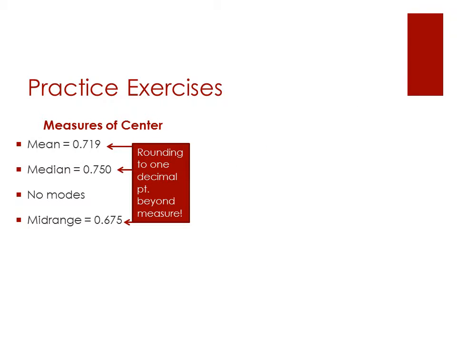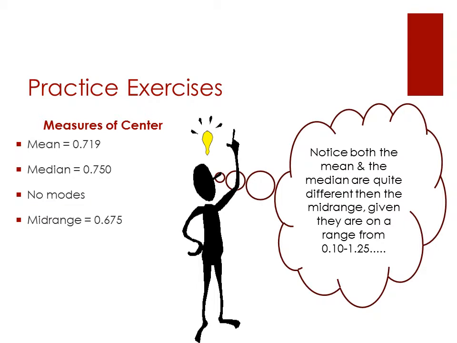So here we've got our mean, median. We don't have a mode in this data, and we have our mid-range. Notice that we've rounded to 1 decimal point beyond the measure, okay? So we've applied our rounding rules so that our data is all accurate. Now, let's make sure we work with this data. Notice that both the mean and the median are quite different than the mid-range, given that they are all from a range of 0.10 to 1.25.